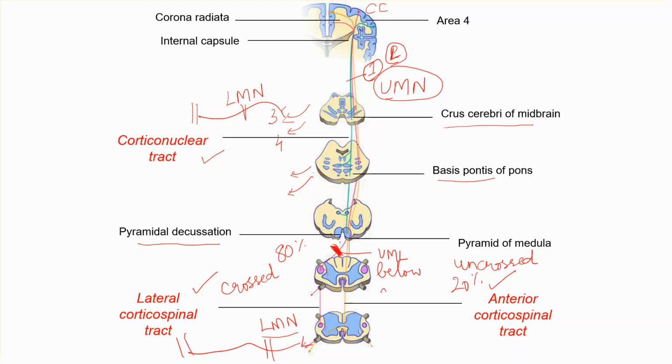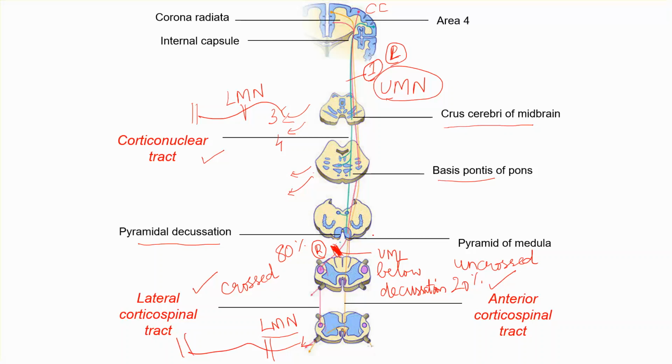If it is below the level of decussation, then it will be affecting the ipsilateral side. So you understand that the lesion is here, for example, on the right side. Now the lesion is on the right side, and the arm, the upper limb which is going to be affected, will also be on the right side. So it also depends on the level of the decussation.